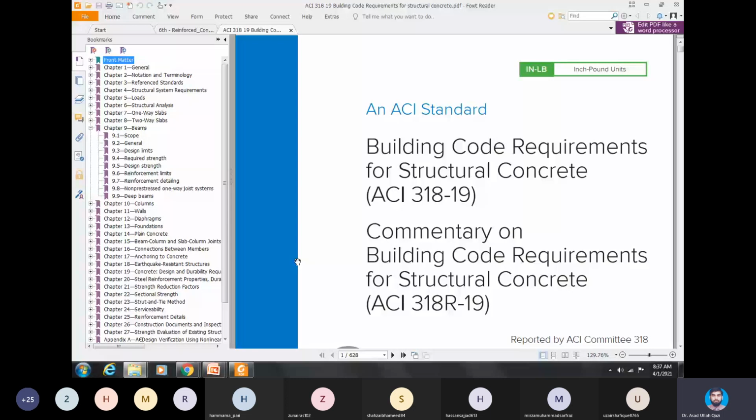After every few years, these codes are revised. So the previous publication of ACI was uploaded in 2014. After almost 5 to 6 years after 2014, this 19 publication was uploaded. Normally after every 3 years they republish the code based on the latest findings. Some guidelines are improved.